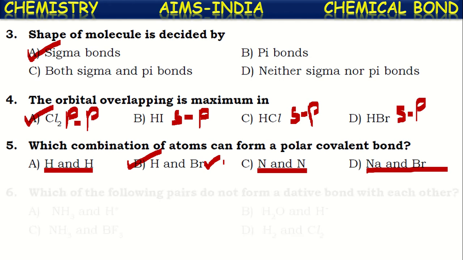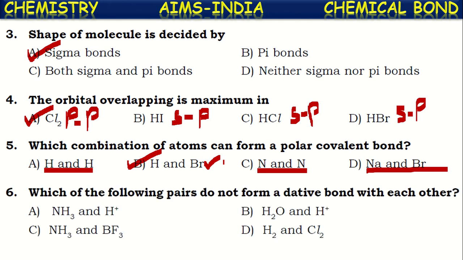Okay. Next one. Which of the following pairs do not form a dative bond with each other? Say, which combination results in the formation of a dative bond? We studied that there are certain conditions for the formation of a dative bond. One, there should be an atom or molecule with a complete octet on its central atom, and there should be at least one lone pair of electrons.